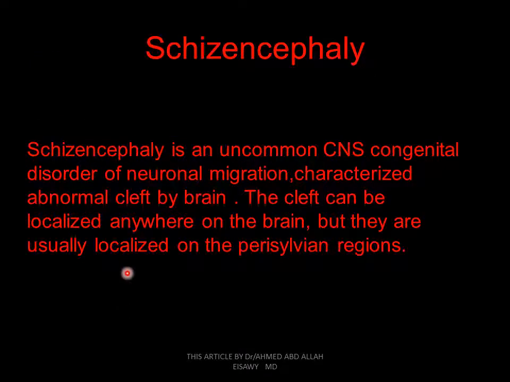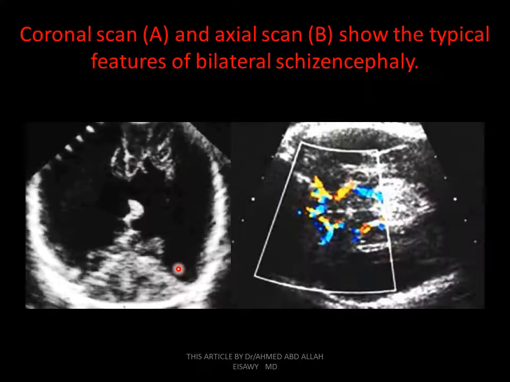Schizencephaly is an uncommon CNS congenital disorder of neuronal migration, characterized by an abnormal cleft in the brain. The cleft can be localized anywhere in the brain, but it is usually localized in the perisylvian regions. As we see in this coronal scan and axial scan, the typical features of bilateral schizencephaly: a cleft in the brain, especially in perisylvian regions.